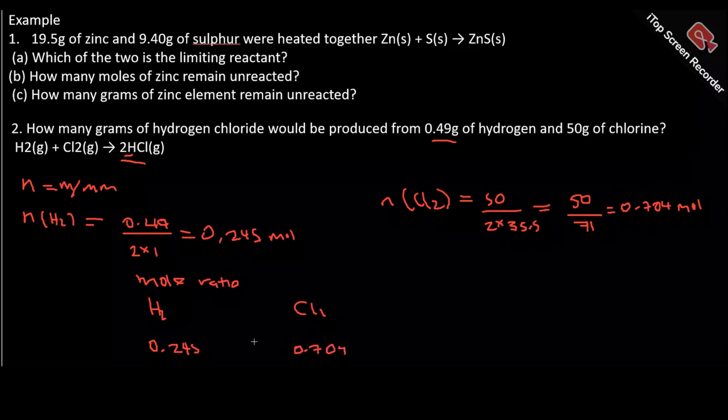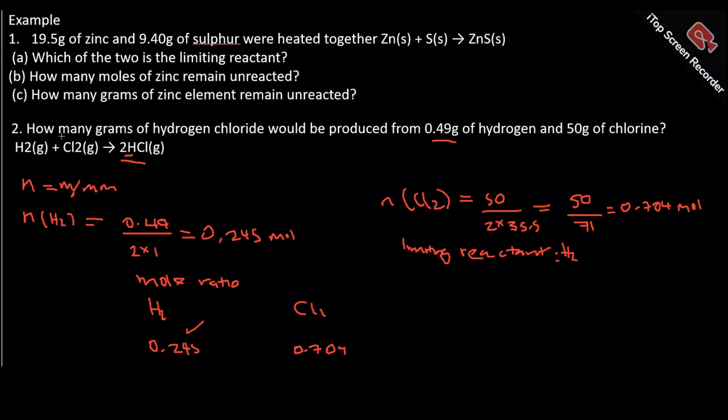So between this one and this one, which one is greater? This one is less, this one is greater, not so. So the one which is less is the limiting reagent. So we can say, therefore, the limiting reactant is hydrogen. By doing so, you are done. You have determined the limiting reagent. Now you can find the grams of hydrogen chloride.